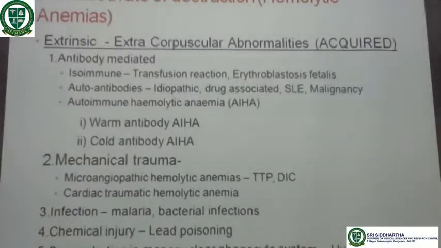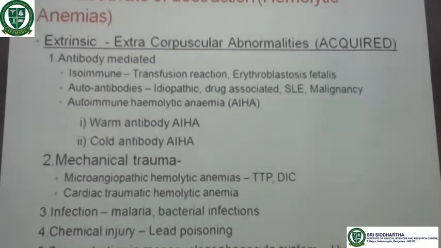So what are the subclassifications in this one? We have antibody mediated. Okay, antibody destroys the RBCs. You have isoimmune. Okay, isoimmune, antibodies produced in your body against another's blood, that's seen in transfusion reaction, and another is erythroblastosis fetalis. Transfusion reaction, when you have another blood group mixed in the same blood, antibodies are produced against the wrong blood. That leads to transfusion reaction. Erythroblastosis fetalis, I will discuss later.